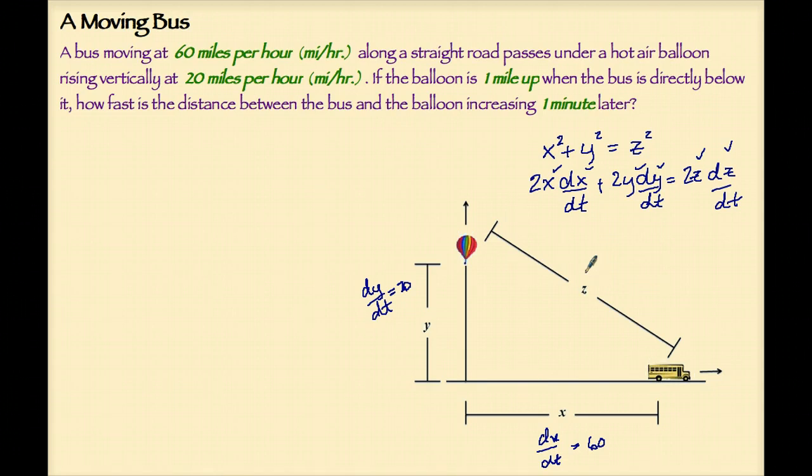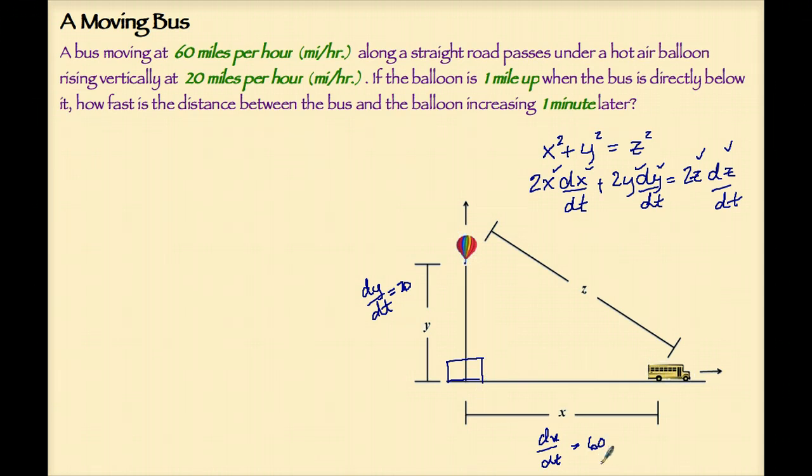We still need to know what x, y, and z are, and that information was not explicitly given to us. However, we see that at some point the bus was directly below the balloon. And at that point the balloon was 1 mile high. 1 minute later, the bus had moved to this position, and of course the balloon had moved as well. We can find what those distances are using the rates that were given.